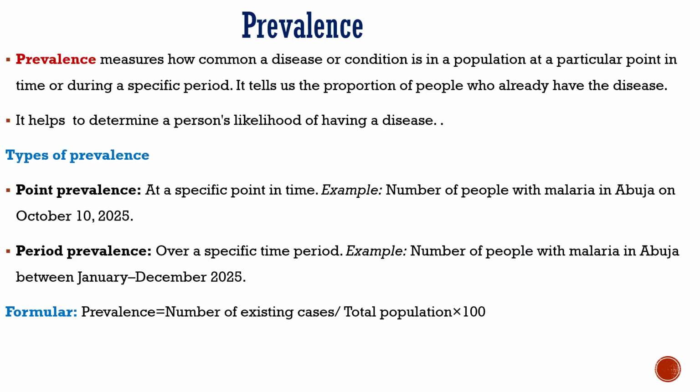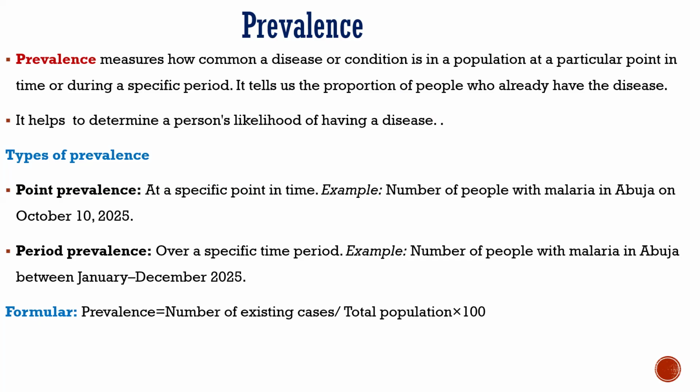So prevalence helps to measure disease condition in a population at a particular point in time or during a specific period. So there are basically two types of prevalence. We have the point and the period prevalence. What is the point prevalence? It's the type of prevalence that measures a particular epidemiological data at a specific point in time.